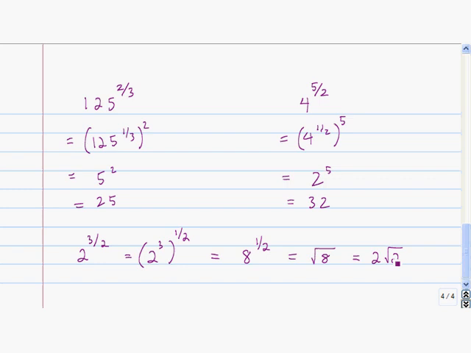Okay, in this one I chose to take care of the 3 first, so I wrote it as 2 cubed to the 1/2 power. 2 cubed is 8, so we get 8 to the 1/2 power, which is the square root of 8, and that simplifies as 2 times the square root of 2.